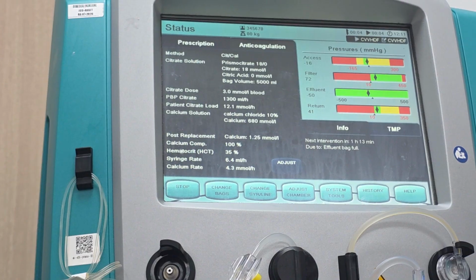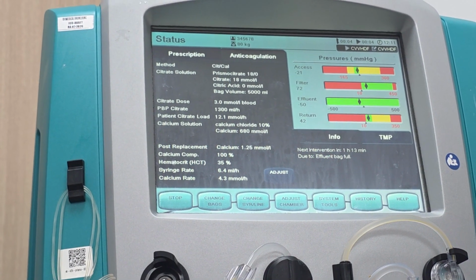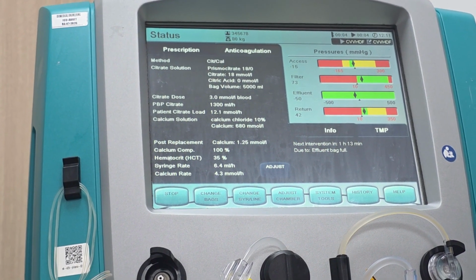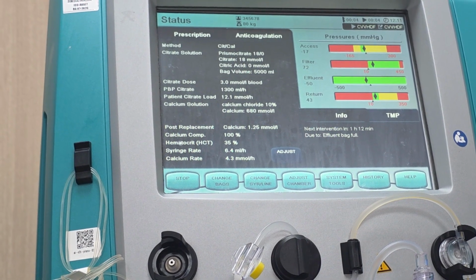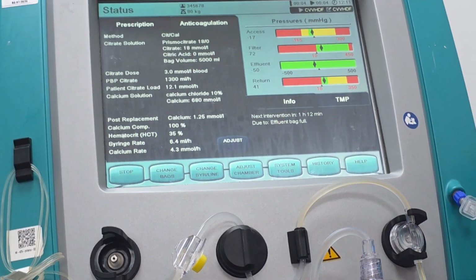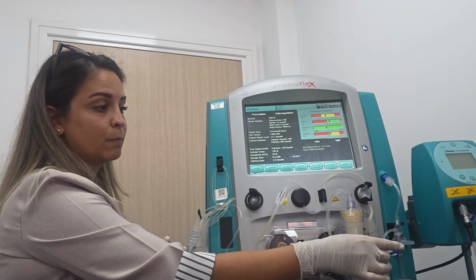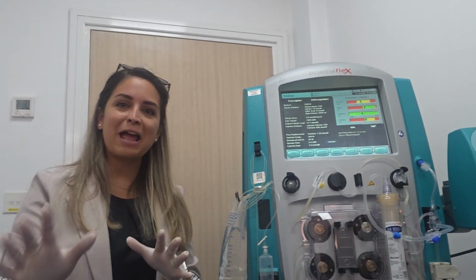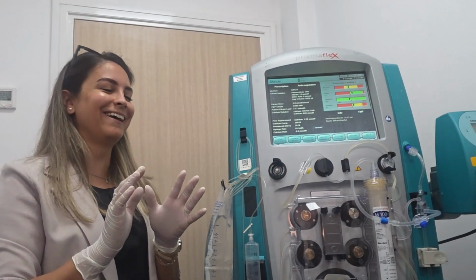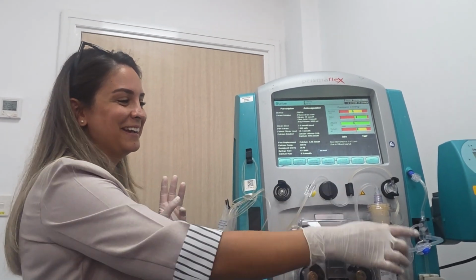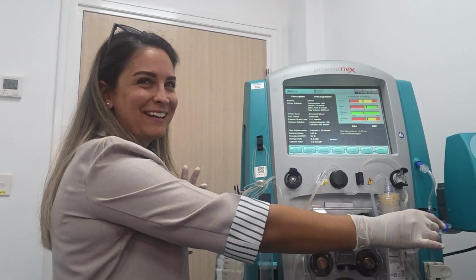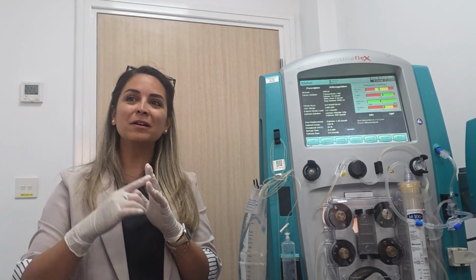Now, what will I do after 1 hour? ABGs, 2 ABG samples. One sample post filter, the blue one. Take the first one from here, and the second one from the arterial line or central line, where we don't have calcium.